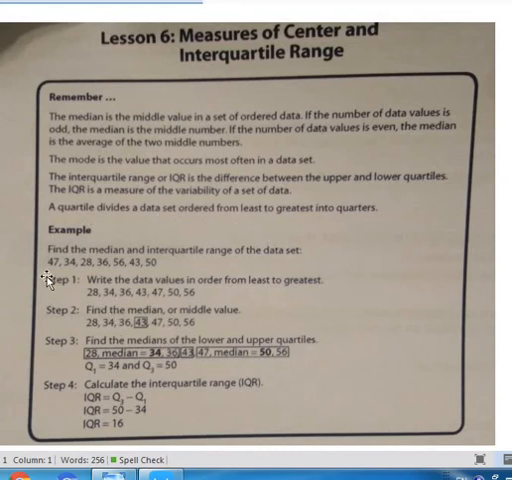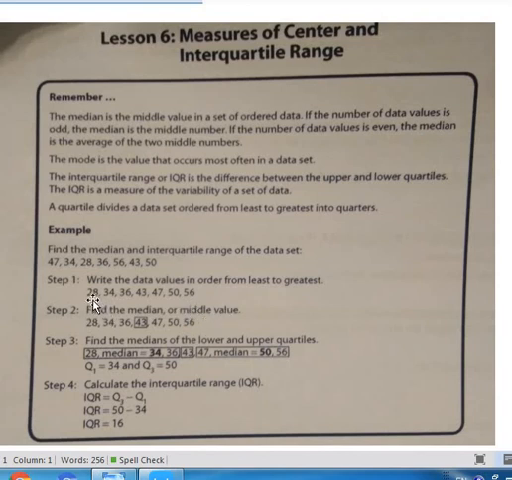For example, here it's very easy. Find the median and the interquartile range of the data set. I have here some values. First step, what should I do, Janet? I put my values from least to greatest, then write the data values in order from least to greatest. So I have here 28, 34, 36, and so on. If I have a repeated number, what should I do? Yes, I just write them. If you have 43, 43, just write 43, 43.